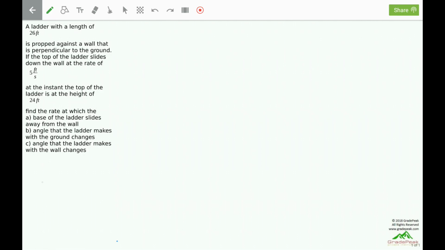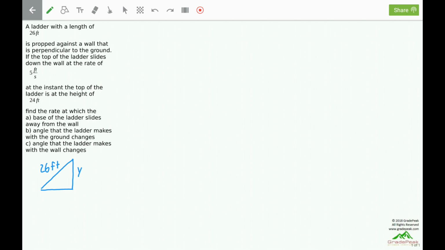We have a triangle here formed by the ladder propped against the wall, which is perpendicular to the ground. The length of the ladder is a constant, so we can label it as a constant on the picture, 26 feet. The top of the ladder is sliding down the wall, so there's no question that the height of that ladder is changing, so that side of the triangle is not a constant. We can label that as a variable of some sort. I will call it y.